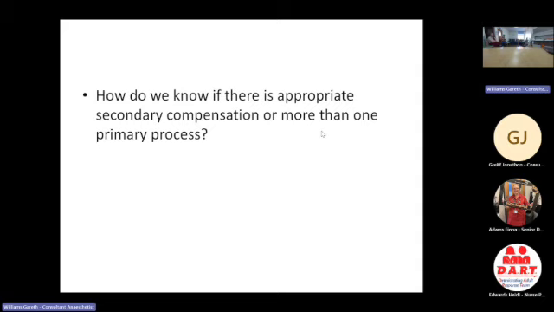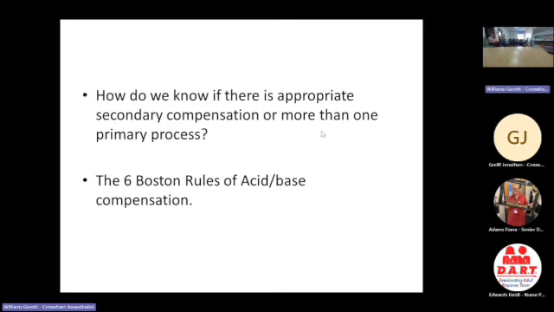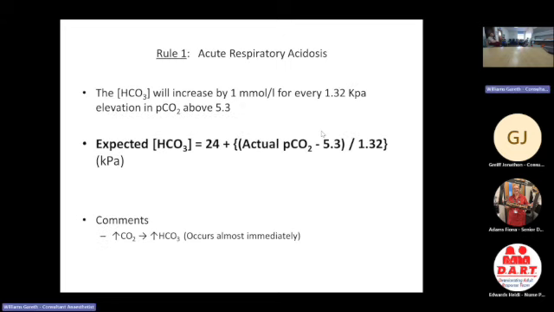Has anyone come across the Boston rules for calculating the compensations? They're not very bedside friendly. There are 6 rules. They were described years and years ago, I think in the late 60s. I'll quickly go through them. You can look them up. They're quite useful sometimes if you've got a really tricky blood gas. You can Google these. They come up straight away. They give you the proportion of change you see as a compensatory mechanism.